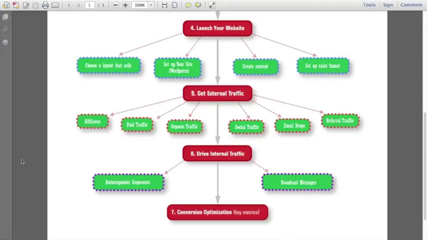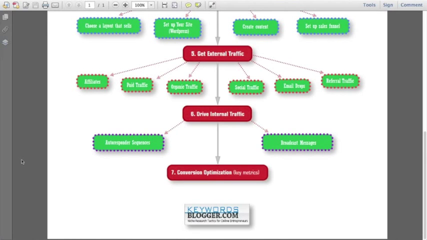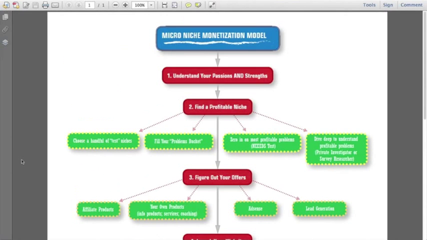Or it might be increasing the sales rate on your sales page. All of that falls under the category of conversion optimization, but you start doing that only once you've got your whole system set up and you've got traffic coming in and everything else. That's when you take that big picture view of things and you start optimizing. Okay, so that's it. That is my micro niche monetization model in a nutshell, at a high level. You can see this as one very effective way of making money online and setting up an online business.